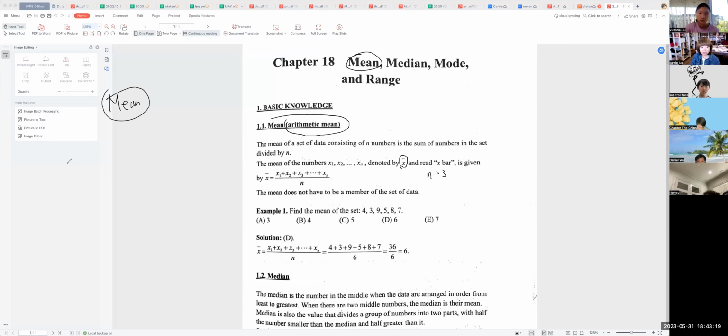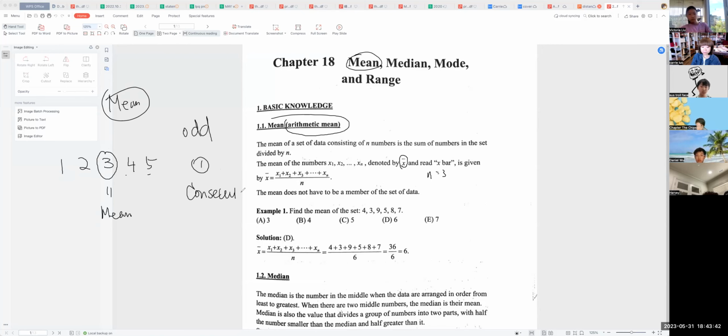If you have consecutive numbers and the count of the numbers is odd, for instance 1, 2, 3, 4, 5, which is 5 numbers, the middle number also equals the mean. So there are two requirements that must be met. The first one, they must be consecutive, and two, there must be an odd number of numbers.